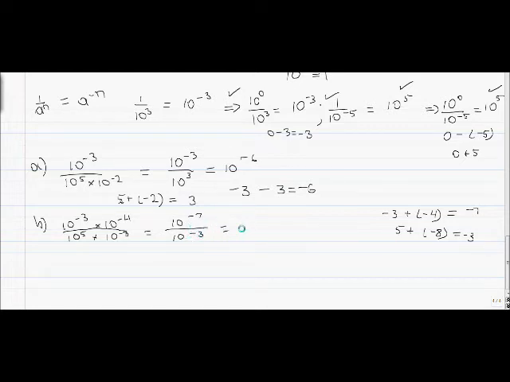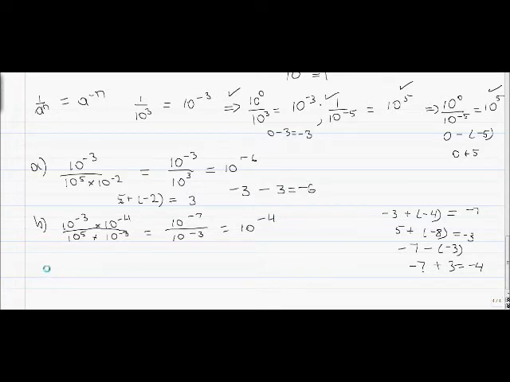Now it's simple division, so we have 10, negative 7 minus, because it's division, negative 3. In this case, don't forget that negative and negative gives us positive. Negative 7, again, different signs, so we need to subtract larger minus smaller. So we get 4, and we give the sign of the larger number. So the answer is 10 to the negative 4.